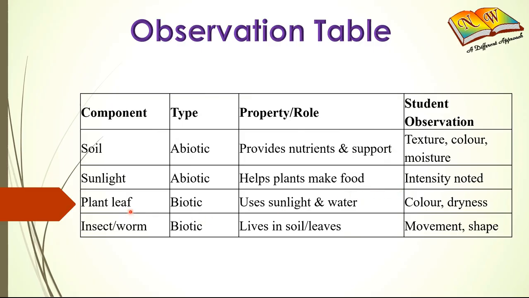The leaves of the plants, which are biotic components, use sunlight and water and make food for the plant. So you have to observe the color of the leaves, whether they are dry or moist or fresh, and what the water level present in them is. The insects or the worms that you might find in the soil sample are biotic components. They live in the soil, and they feed on the leaves. So you have to observe their shape and how they move in the soil.